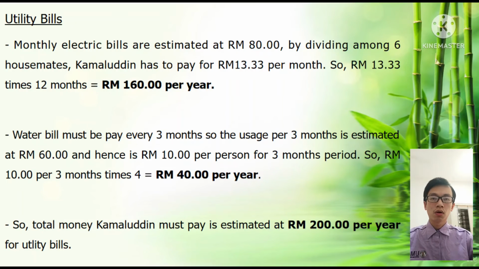Next, we talk about the utility bills. The monthly electric bill is estimated at 80 ringgit. By dividing among 6 housemates, Kamarudin has to pay a total of 160 ringgit per year. Next, the water bill must be paid every 3 months, and the usage per 3 months is estimated at 60 ringgit. By dividing among the 6 housemates, Kamarudin has to pay 40 ringgit per year. So the total money Kamarudin needs to pay for both electric and water bills is 200 ringgit per year.